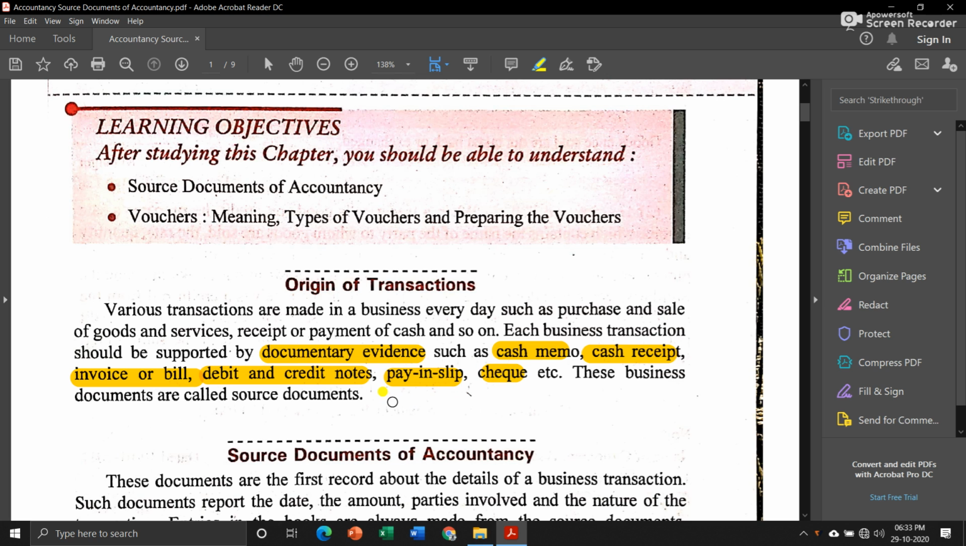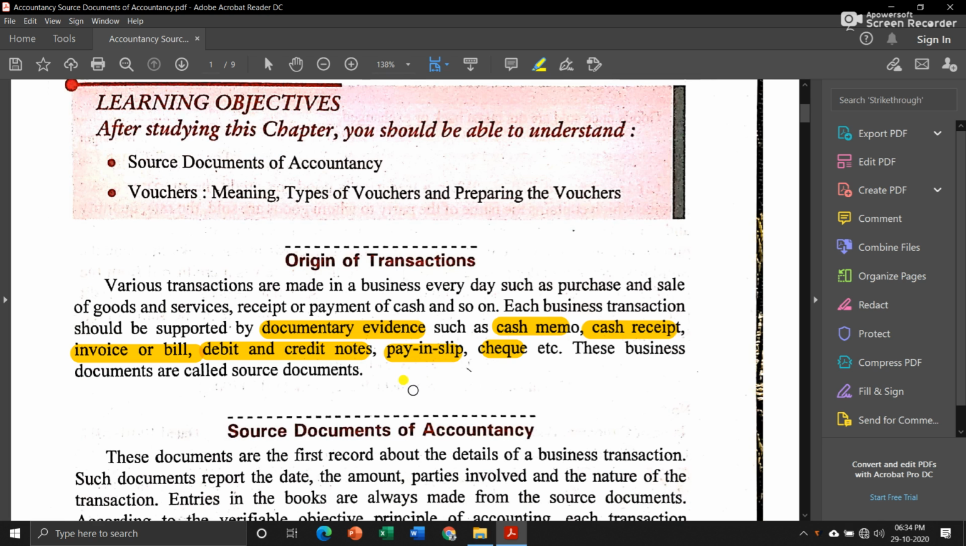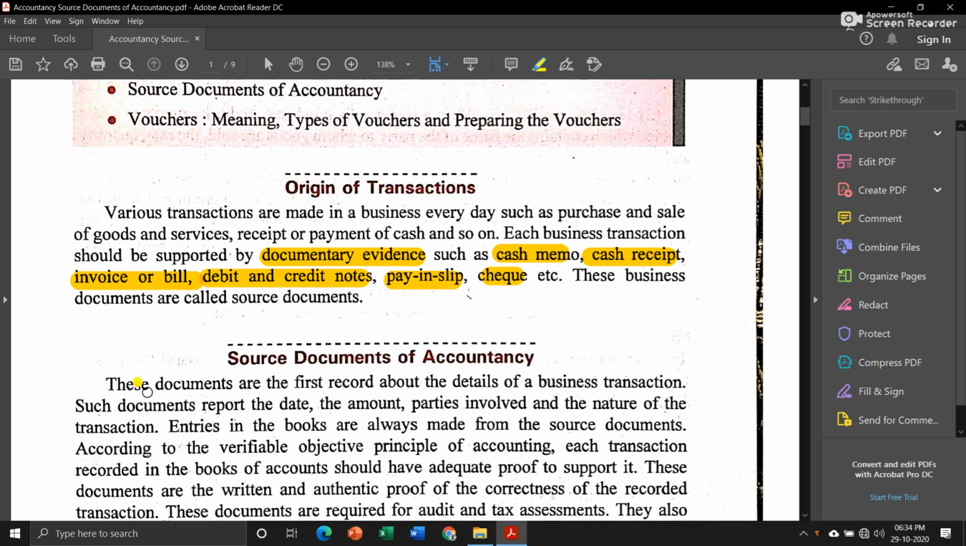Now, all those documents which are an evidence of a transaction are known as source documents. Now, there are different types of source documents such as cash memo, cash receipt, invoice or bill. Those things we will discuss in detail in this chapter.